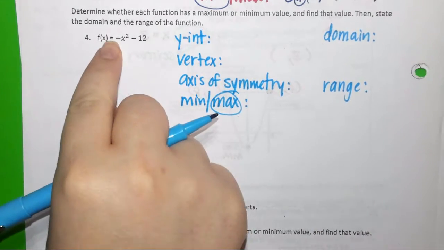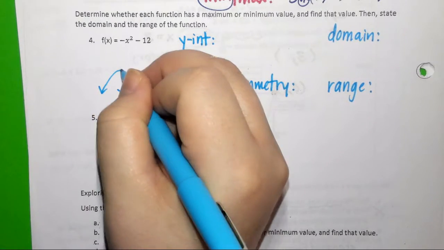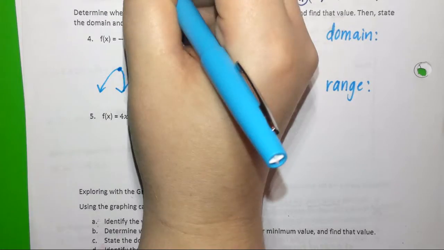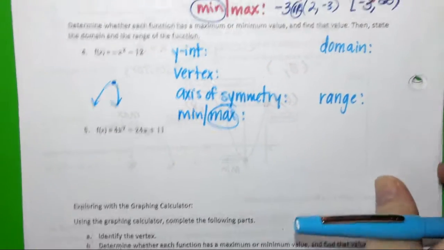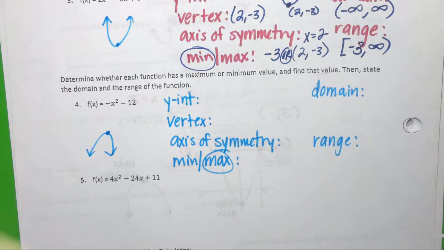If it's a negative sign in front, it's going to end up being like a mountain, so you know it's a max. If it's a positive number in front, the way the previous one was a 2, it's always going to be like a valley, so you know it's a min. I don't know how he caught on that fast. That was very smart of him.